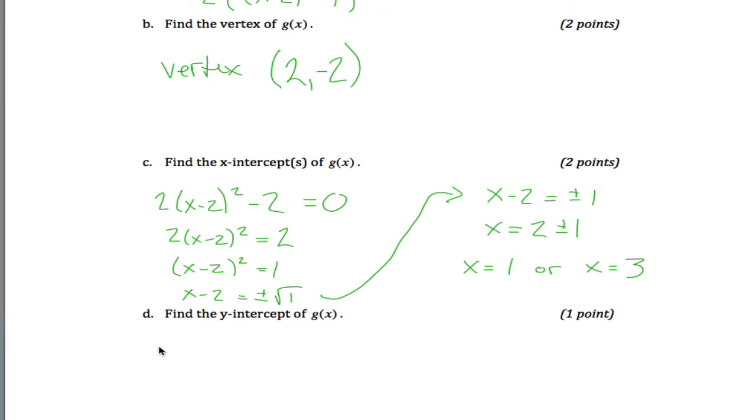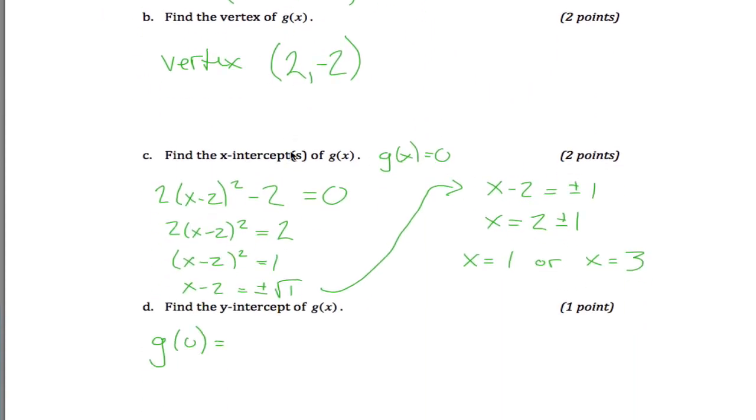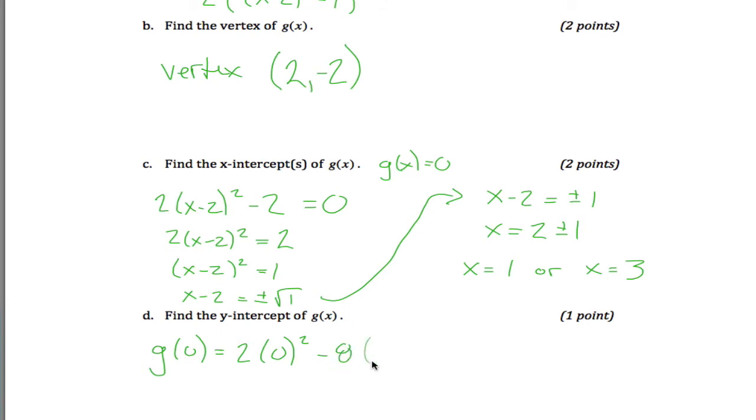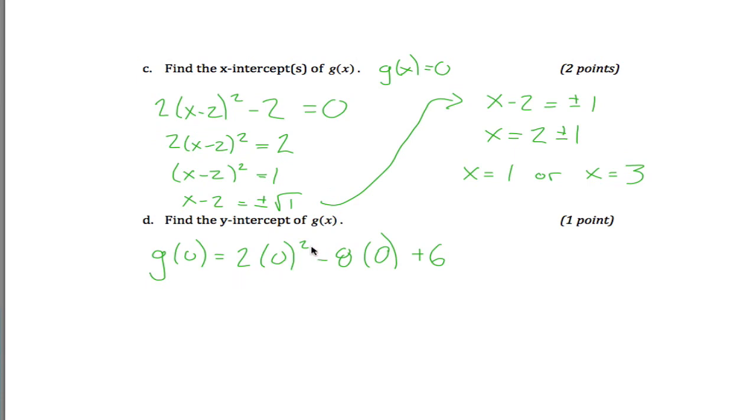Find the y-intercept. The y-intercept happens when my x value equals 0. So I guess I can write this. Find the x-intercepts. That's when g of x equals 0. The y-intercept happens at g of 0. So if I go to my original function here, I got 2 times 0 squared minus 8 times 0 plus 6. 2 times 0 squared is 0. 2 times 0 is 0. 0 minus 8 times 0 is 0. 0 minus 0 is 0. Plus 6 is equal to 6. So my y-intercept is at y equals 6.